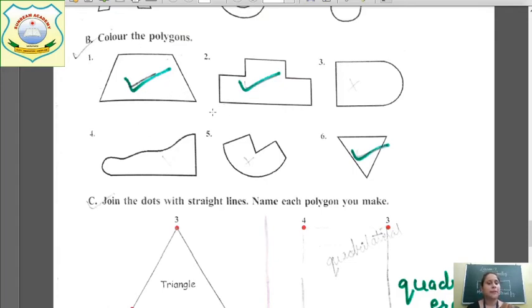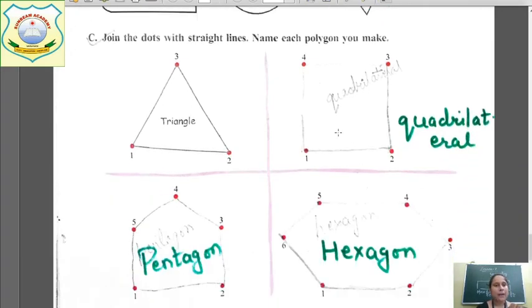You can see this is a simple closed polygon shape. This is also a polygon and this is also a polygon. All these 3 are polygons. So you don't have to color figure number 3, figure number 4 and figure number 5. You don't have to color them. So put a small cross in these figures. You will cross 3, 4, 5 and you will color figure number 1, figure number 2 and figure number 6.